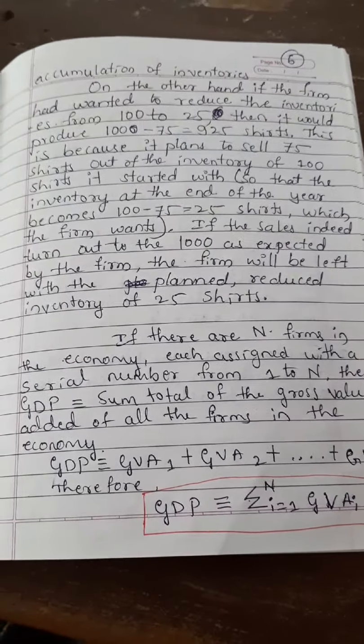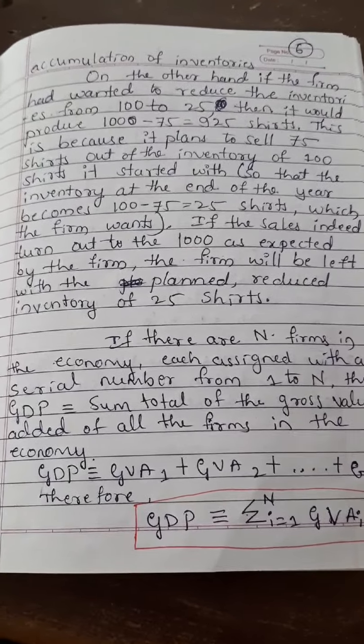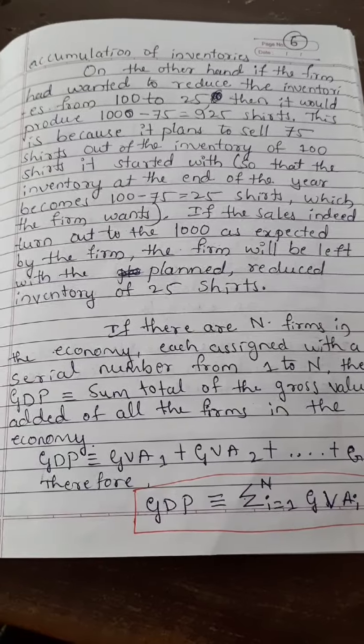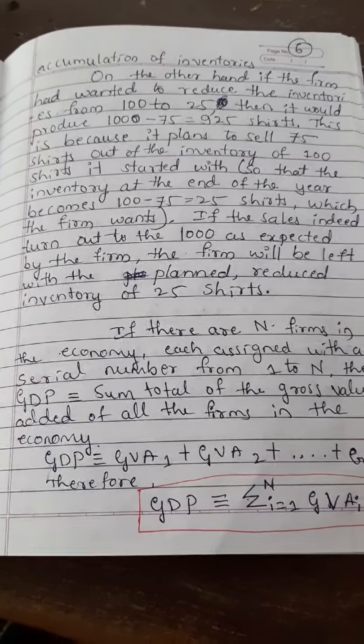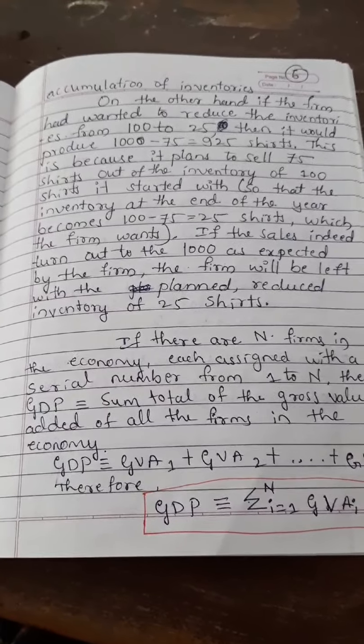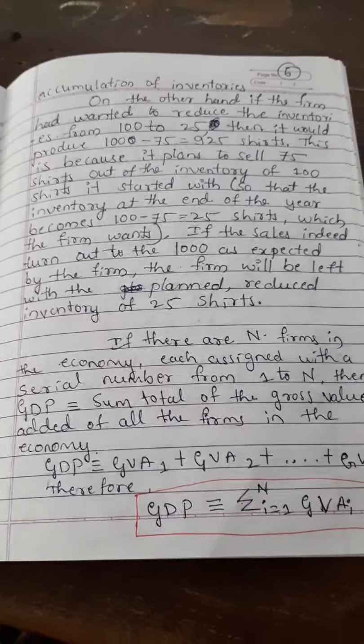If the sales indeed turn out to be 1000 as expected by the firm, it will be left with the planned reduced inventory of 25 shirts. This is the planned and unplanned accumulation and decumulation of the inventories.